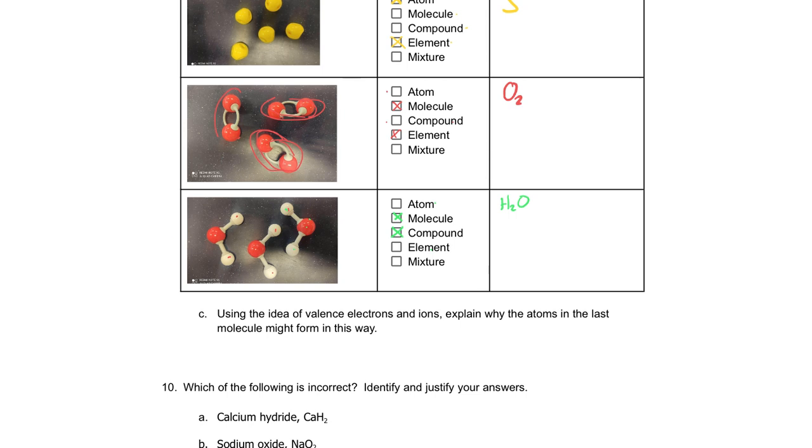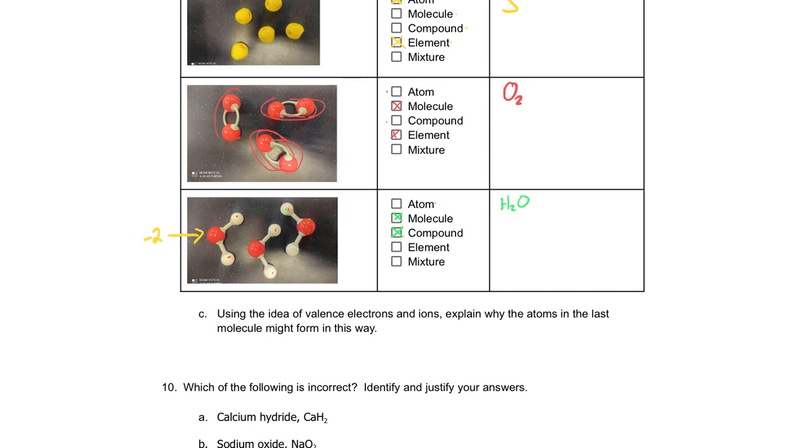So this is our oxygen, and oxygen is in the second column from the end, so not the last one, not the one with fluorine, it's the one right before that. So oxygen has 6 valence electrons. It's trying to get 2 more. So oxygen will be -2.